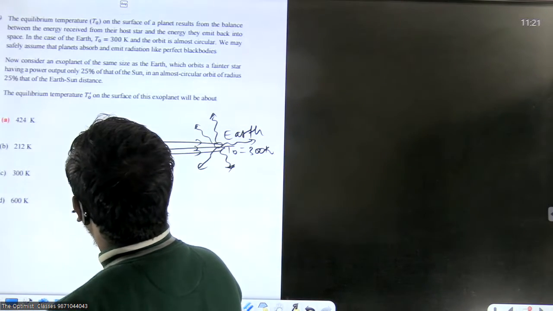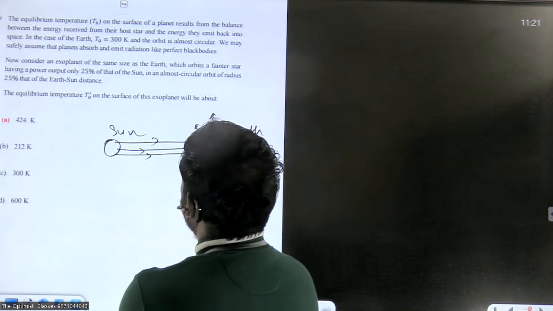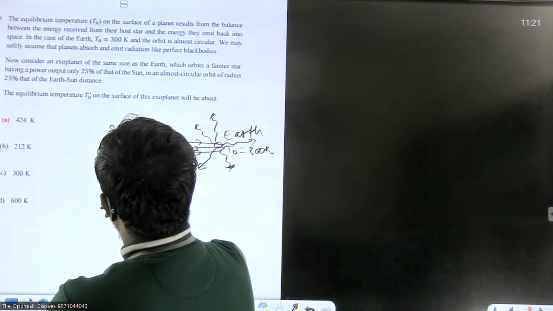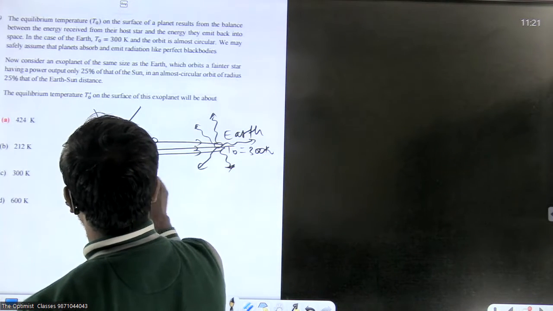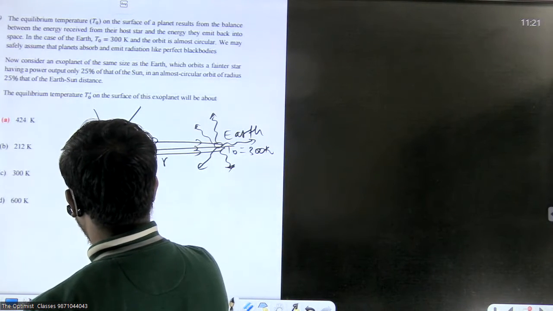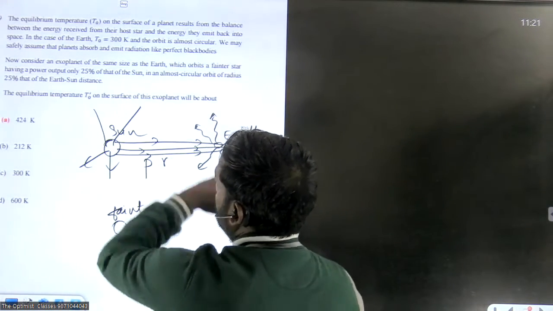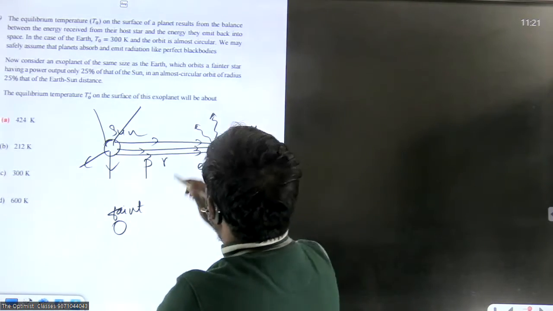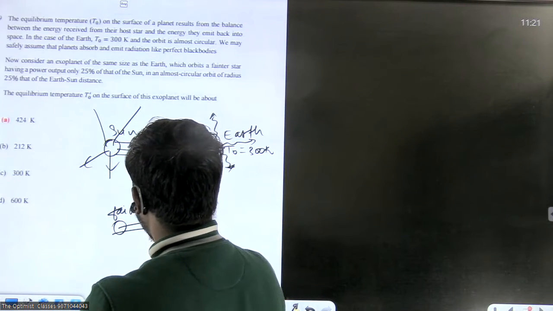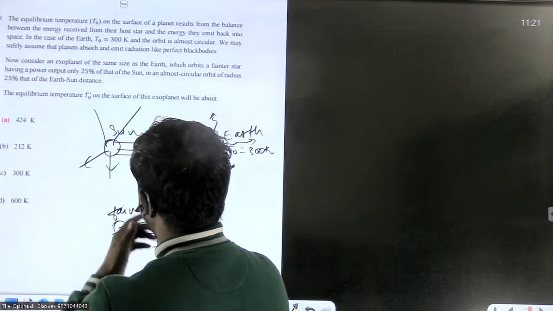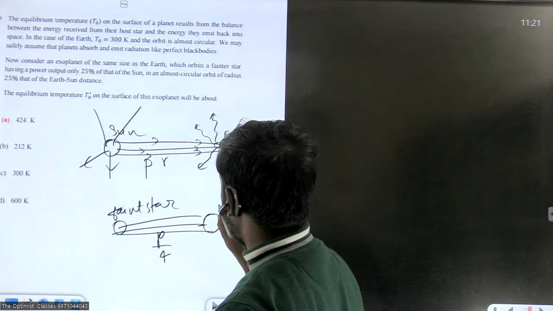Suppose the Sun is sending a power P in all directions, and this distance is R. Now there is a faint star. Consider an exoplanet of the same size as Earth, which orbits a faint star. This faint star is sending some power, which is P by 4, that is, 25% of the Sun's power. And this is some exoplanet.